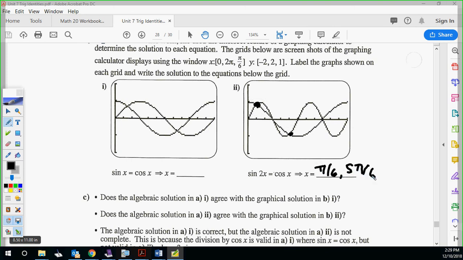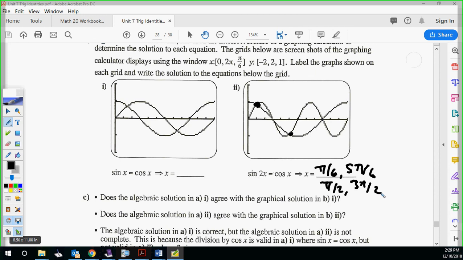The new ones we picked up is when cosine is 0. So when's cosine 0, guys? Gals. When's cosine 0? Top, bottom. Pi over 2, 3 pi over 2. Those are the 2 solutions that were missed algebraically because of the cancel.